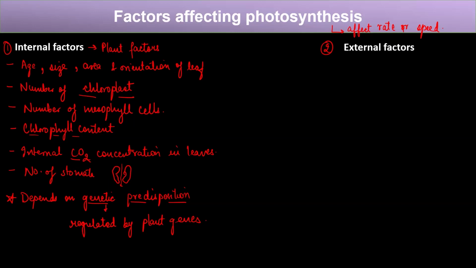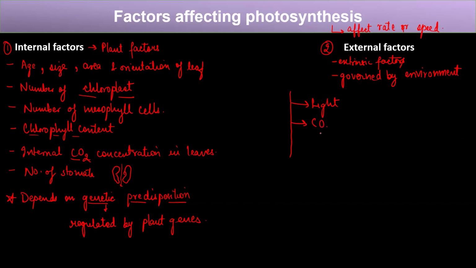Now, what are the external factors? External factors are also called extrinsic factors. That is, these things are provided from outside. They do not depend on the genetic composition of the plant, but on the environment. It is governed by the environment, right? Among these, the four important external factors are: the first is light, the second is CO2, the third is temperature, and the fourth is water. These are the four important external factors that we'll study in detail.